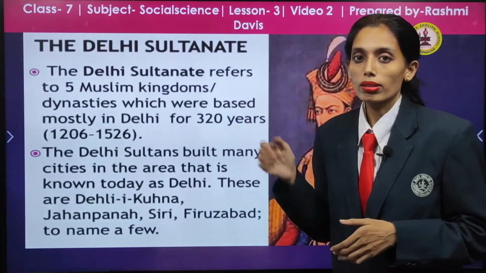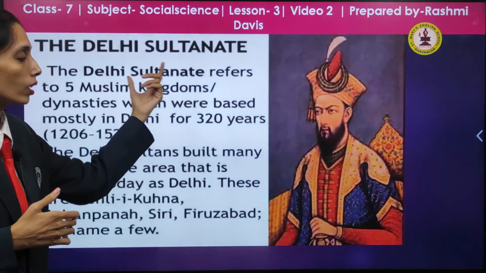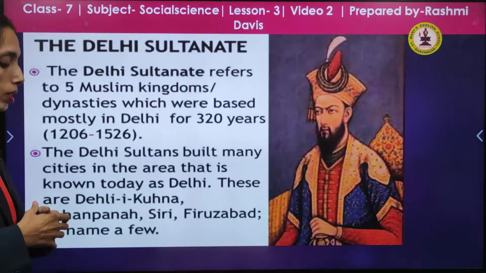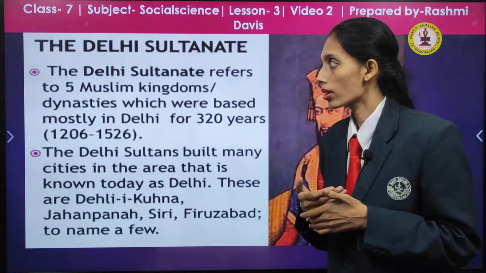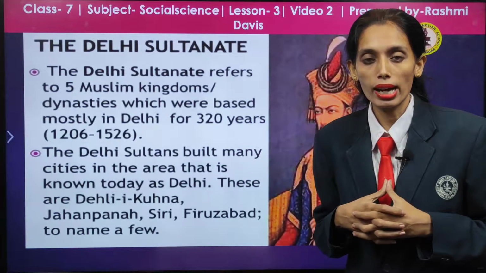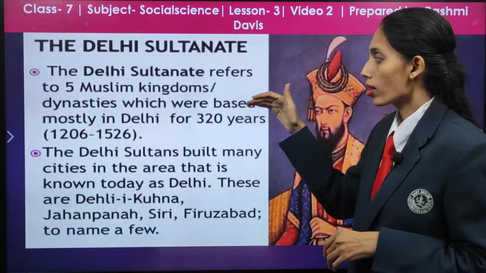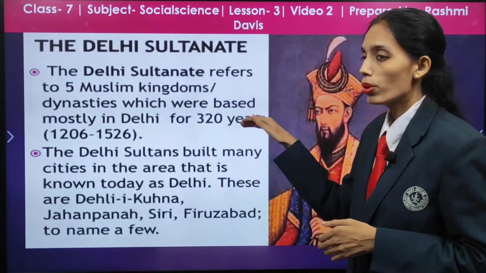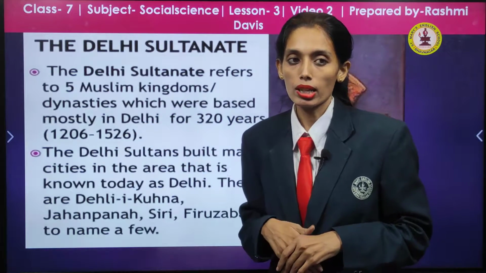The Delhi Sultanate. Sultans are the people who are ruling, and Sultanate is an empire. The Delhi Sultanate refers to 5 Muslim kingdoms. After the Tomar Rajputs and the Chauhans of Ajmer, the Delhi Sultanate captured the whole region, and 5 Muslim dynasties were based mostly in Delhi. They ruled for 320 years, from 1206 to 1526.